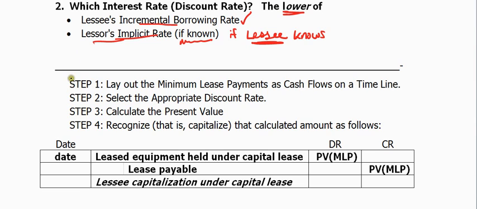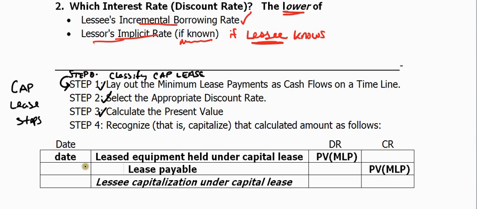After you classify, these are the capital lease steps. Step 0, classify. If it's a capital lease, then we go to here. Lay out the minimum lease payments as cash flows on a timeline. Then select the appropriate discount rate, either the incremental borrowing rate or the implicit rate. Calculate the present value. And here's the actual capitalization. Capitalization means to recognize a long-term asset on the balance sheet.